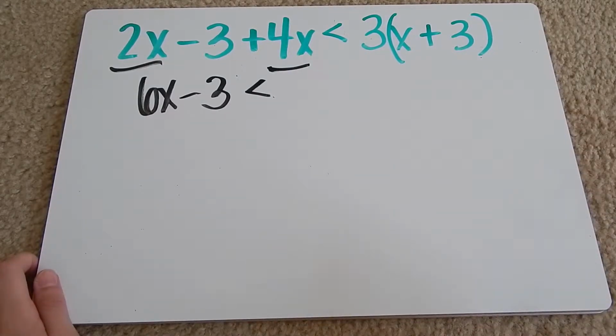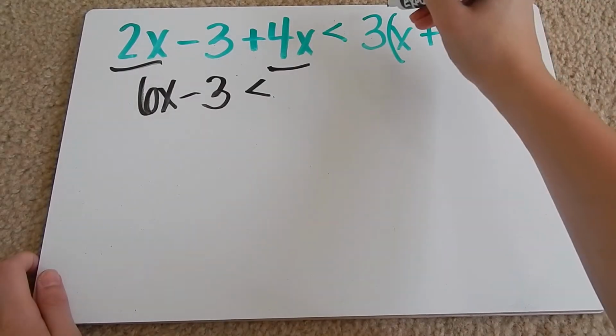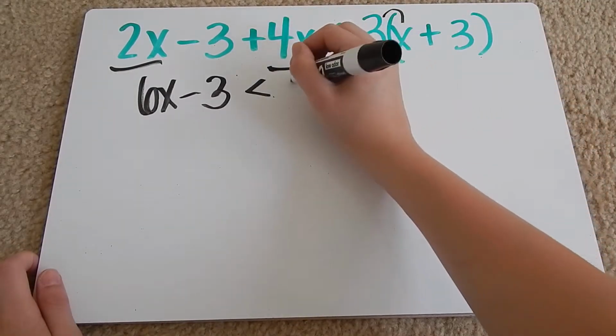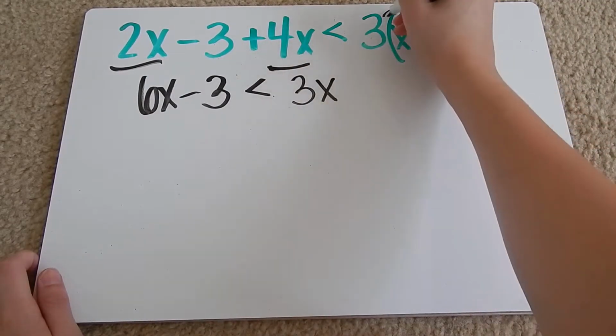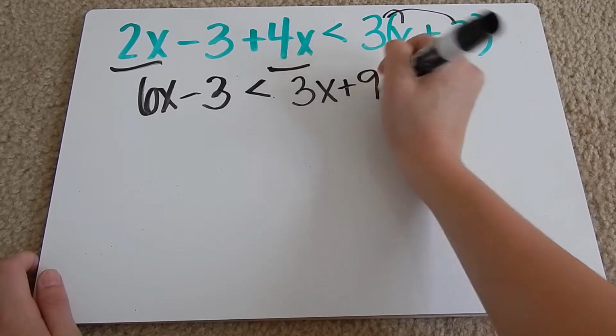On the right-hand side, I have distribution that I can do. So I'm going to distribute this 3. 3 times x is 3x. 3 times 3 is 9.